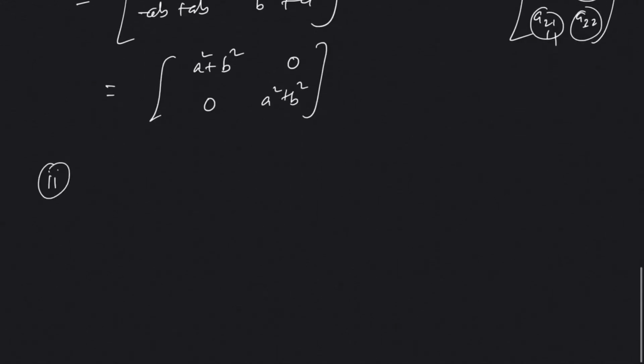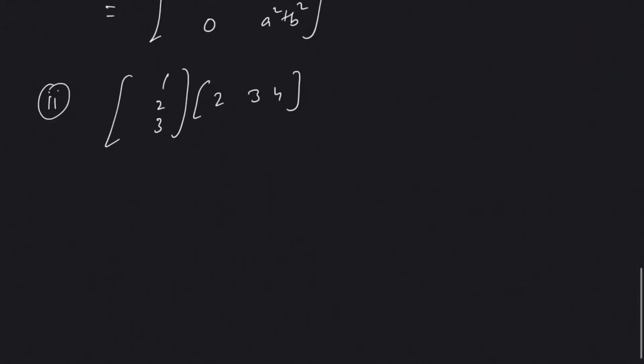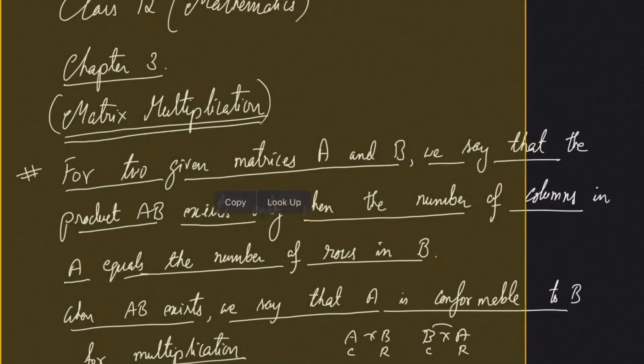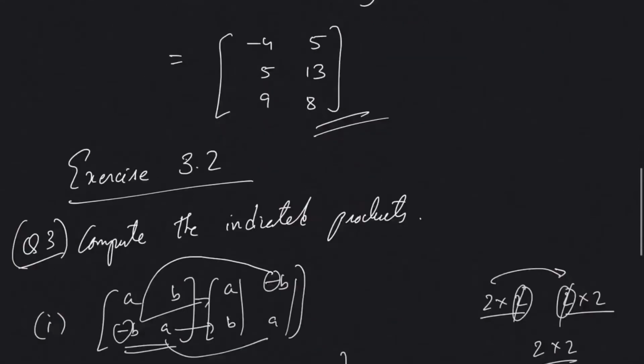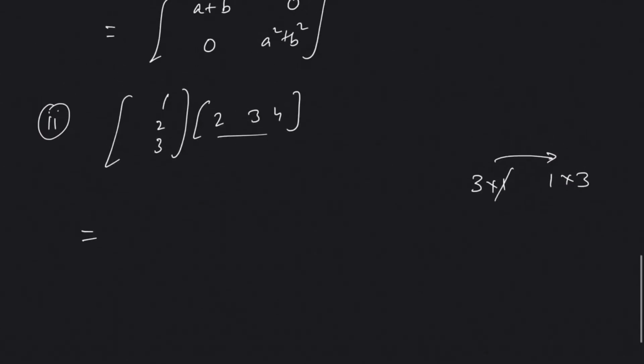Let's try question number 2. 1, 2, 3 and 2, 3, 4. So here the first matrix is of order 3 rows, 1 column, and the second matrix is of order 1 row, 3 columns. So number of columns, and we move in this direction, number of columns is equal to number of rows.